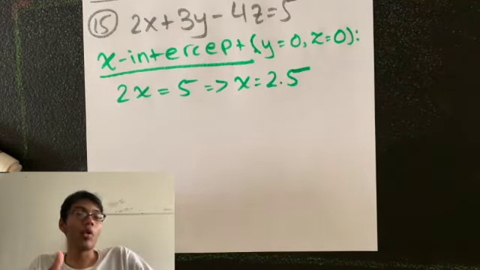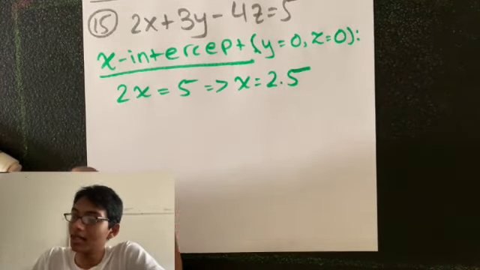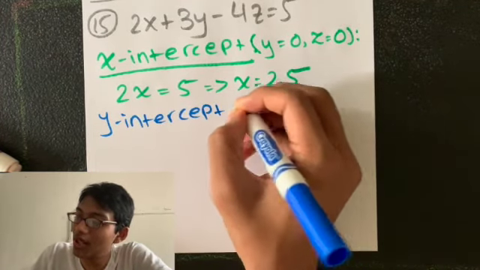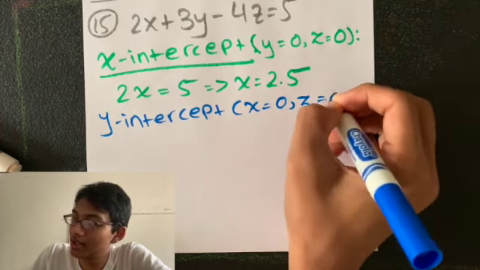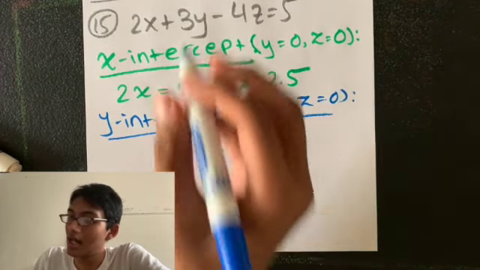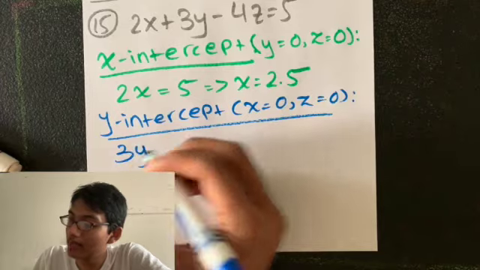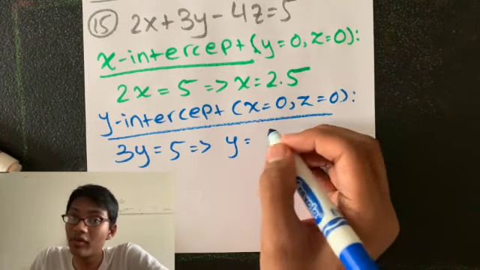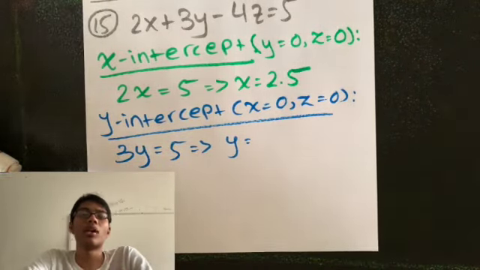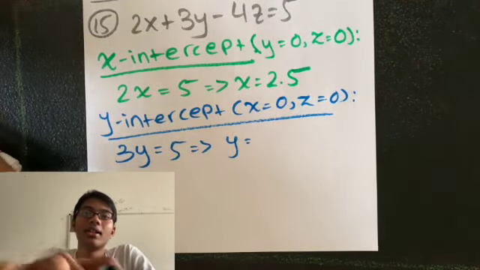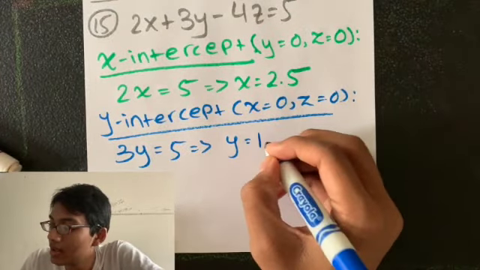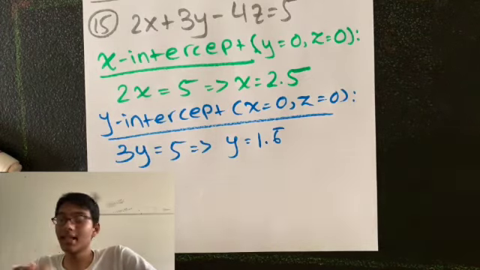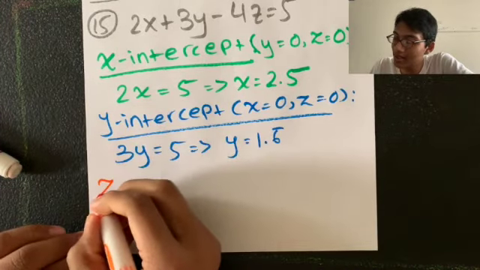Now, what about our y-intercept? Well, we're going to have to do basically the same approach, right? We have to set x to 0 and z to 0. So if I set those two values to 0, I'm going to get 3y is equal to 5. That means y is equal to 5 over 3. And 5 over 3 is what? Let me check. 5 over 3 is equal to 1.6 repeating.